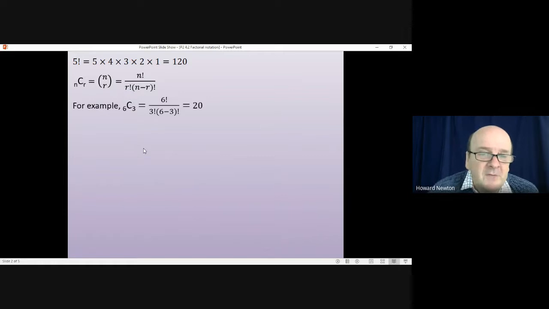And if you throw all of that into your calculator, you'd get 20. You could do it either by just putting these numbers in, or if you have the button on your calculator, you just have to press 6C3, and that will give you 20.